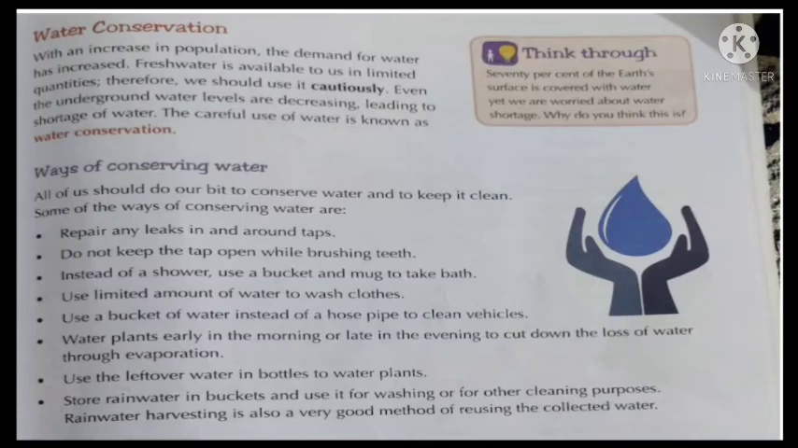Water plants early in the morning or late in the evening to cut down the loss of water through evaporation. Use the leftover water in bottles to water plants. Store rainwater in buckets and use it for washing or cleaning purposes, because rainwater harvesting is also a very good method of reusing the collected water.